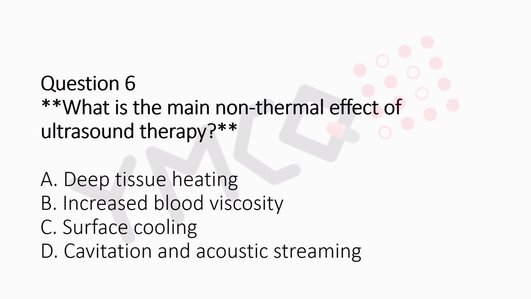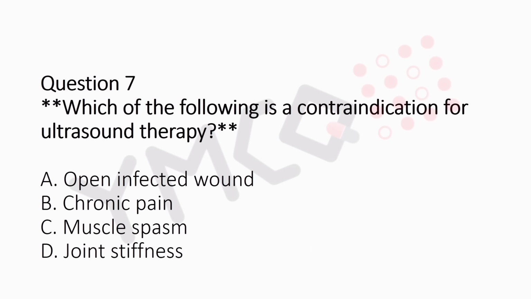And the answer is option D, cavitation and acoustic streaming. Now let's move to question number 7. Which of the following is a contraindication for ultrasound therapy? Option A, open infected wound. Option B, chronic pain. Option C, muscle spasm. Option D, joint stiffness. And the answer is option A, open infected wound.